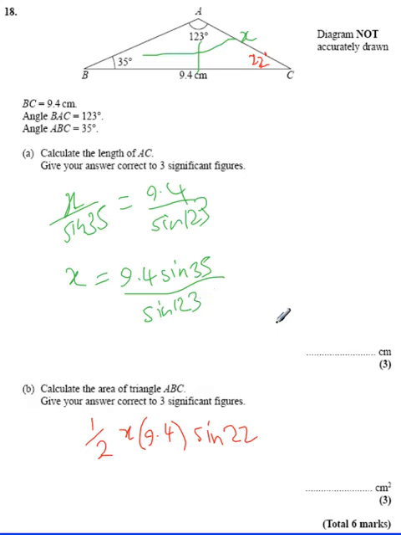I know you rounded this answer to three significant figures. Don't use your three significant figures answer for x in this part. Use the fully unrounded version, because otherwise you can make a mistake.